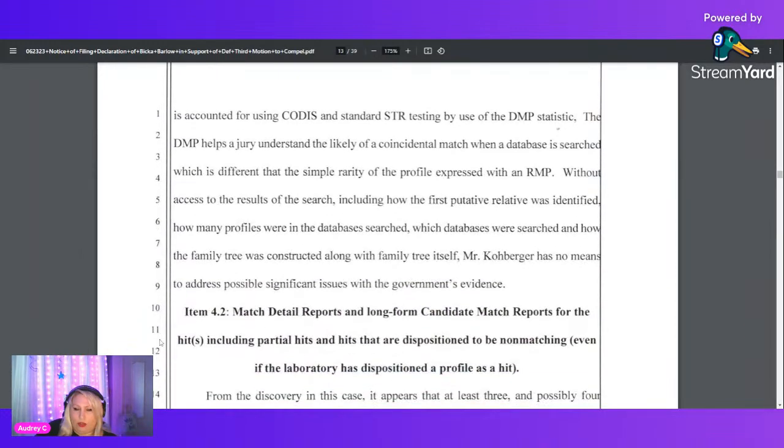Without access to the results of the search, including how the first putative relative was identified, how many profiles were in the database searched, which databases were searched, and how the family tree was constructed along with the family tree itself, Mr. Koberger has no means to address possible significant issues with the government's evidence. Absolutely. And what database is it? I work in a database all the time.